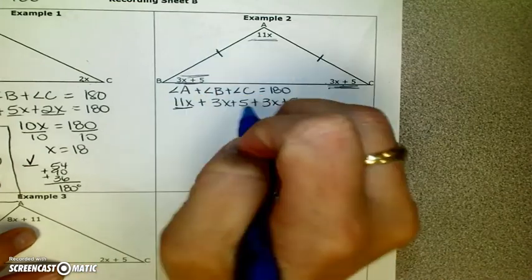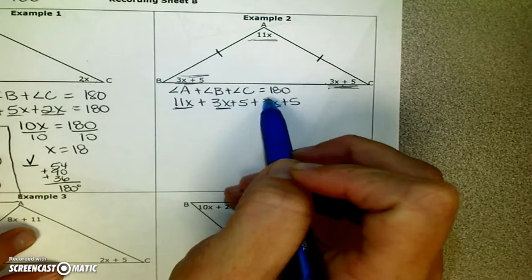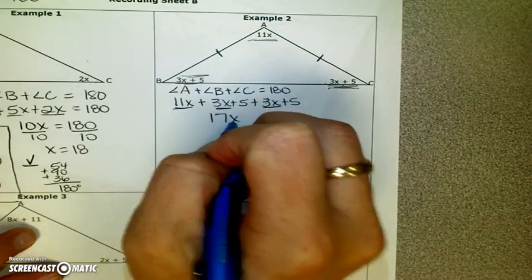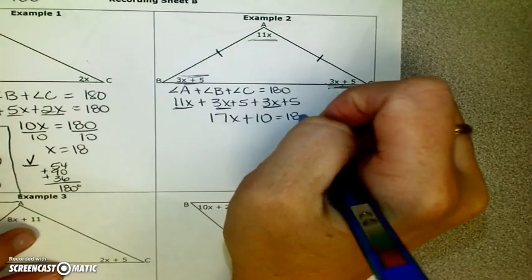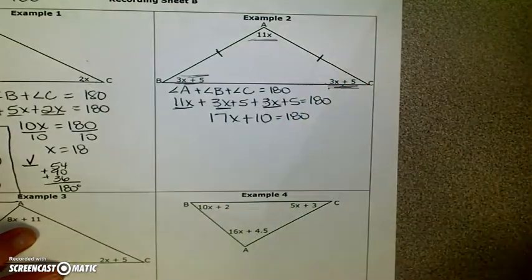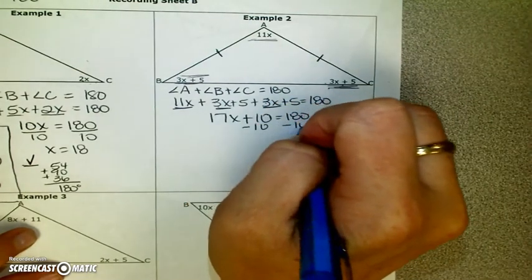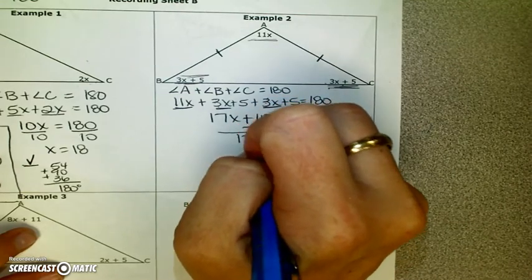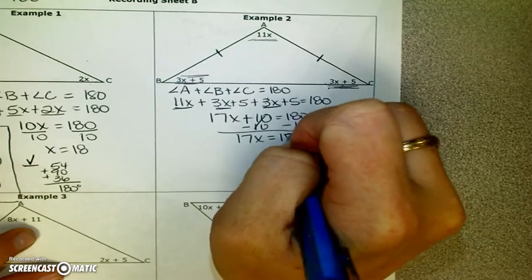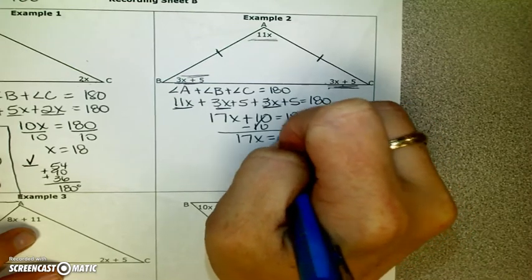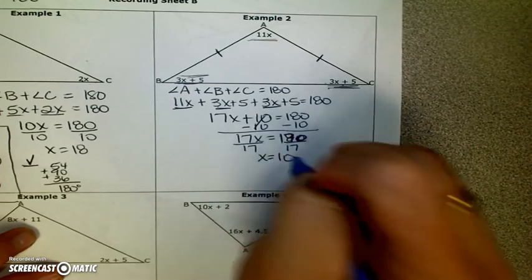So now combine like terms. Underline all your x's and combine them. 11, 12, 13, 14, 15, 16, 17x plus 10 equals 180. We need to get x by itself or isolate x. To do that, we're going to subtract 10 from both sides. So I have 17x equals 170. Divide by 17, divide by 17, x is going to equal 10.